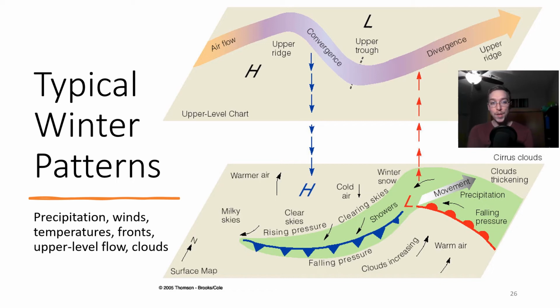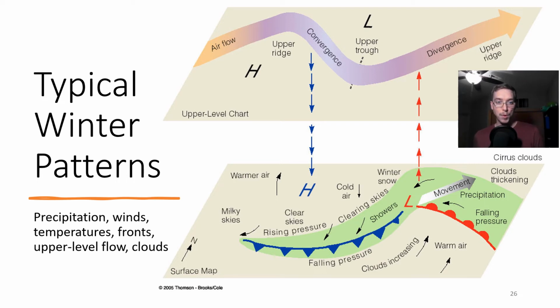In typical winter patterns, this is what we would see with a mid-latitude cyclone. We look at upper air, so that's just upper atmosphere winds, so maybe like 500 millibar winds, about half of our atmospheric density. So we see these high and low pressure systems, so upper ridge, upper trough, this meandering pattern in the upper atmosphere where air is converging and diverging. Relative to what's going on at the surface, we can see a couple of different things.